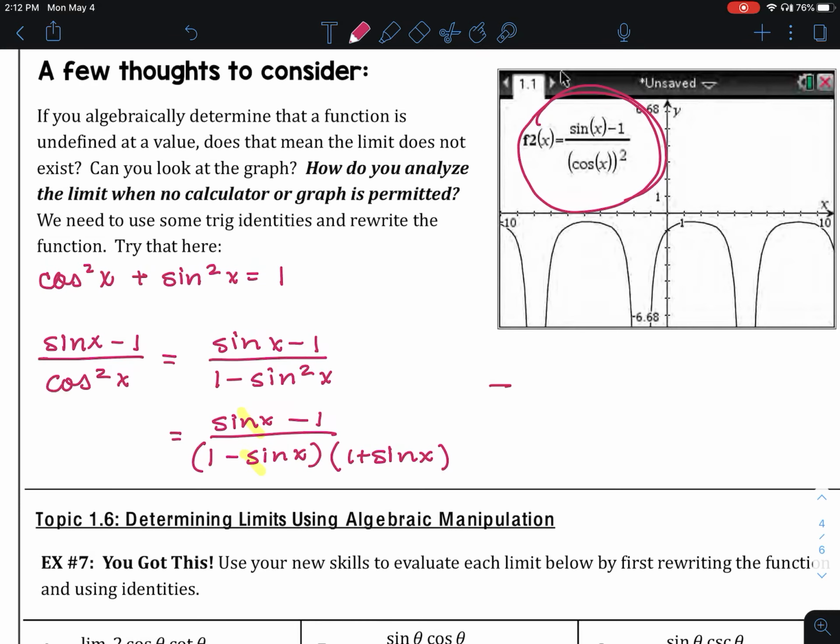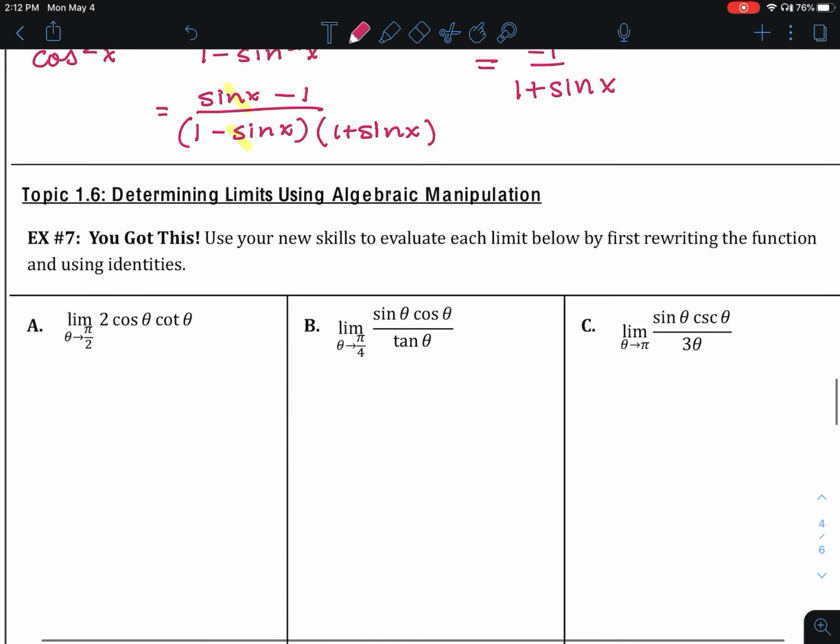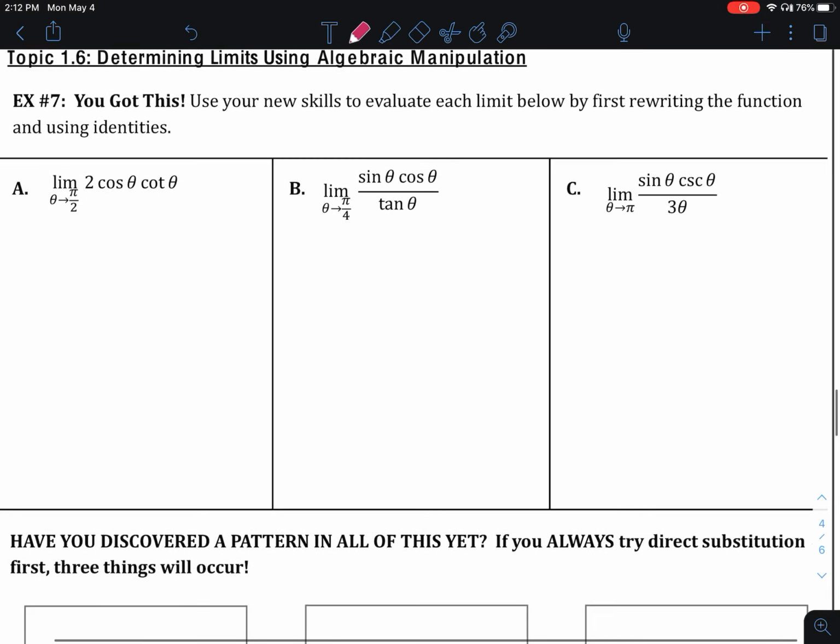But what we see is that this is going to simplify to negative 1 over 1 plus sine of x. Now, you would have to rewrite the bottom to make it look exactly like the top, and that's where this extra negative 1 is coming from. So those algebraic manipulation skills are what you're going to need to do for example 7.